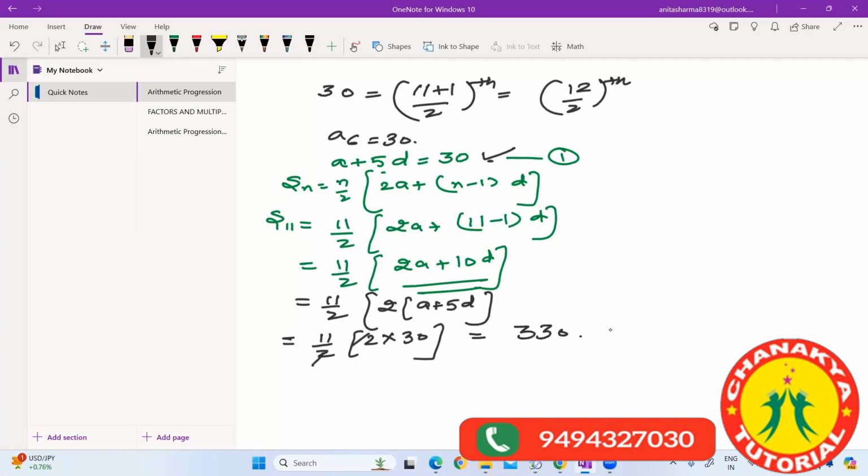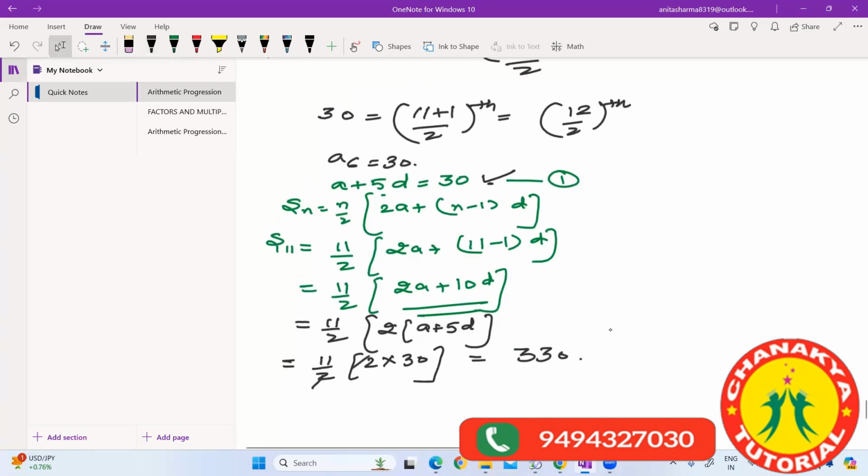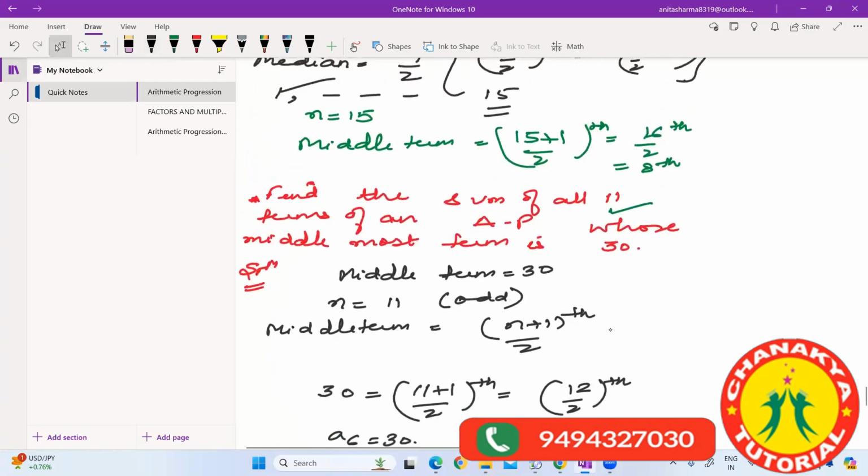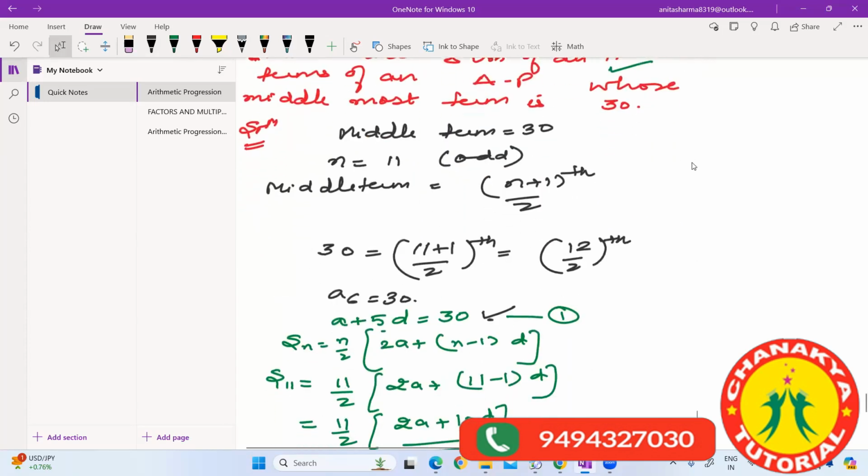So the sum of 11 terms is 330 when the middlemost term is given as 30. Understood, children?